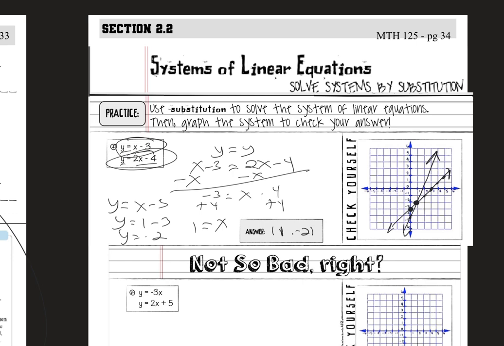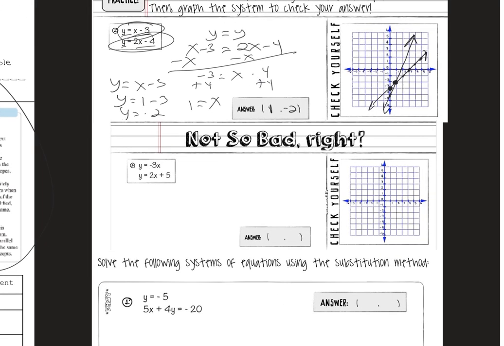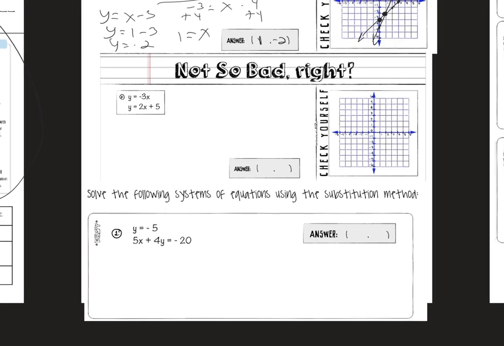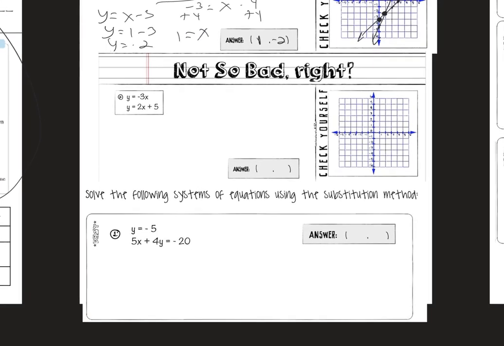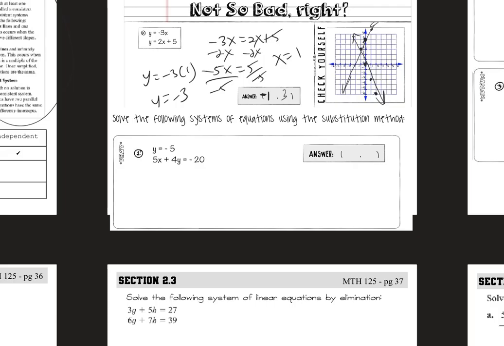I'm going to give you a moment to do the next two questions, though I don't even know which numbers these are. You're going to pause, do these next two examples, and then you can come back and get answers for them. There's the answer to the first example.